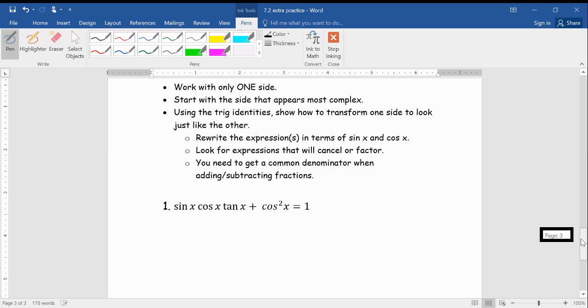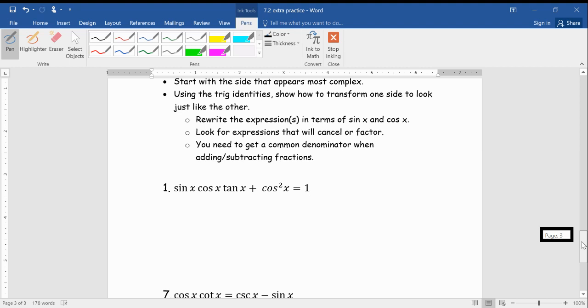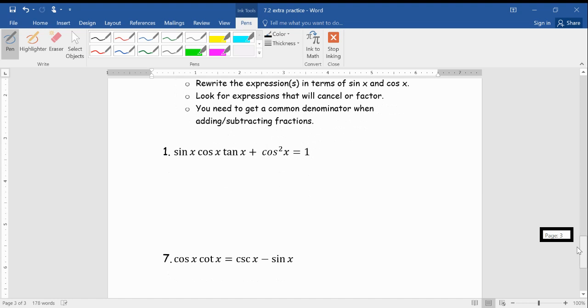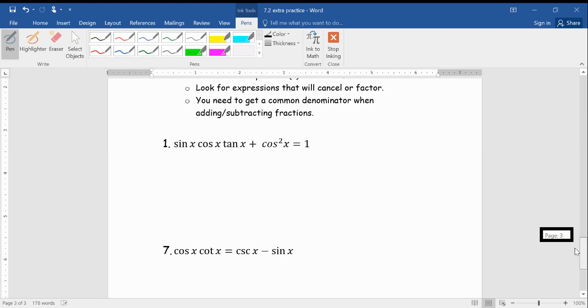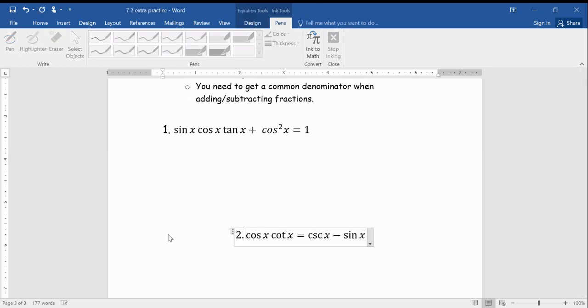Also, what you're going to do is just use your trig identities and do things that you've already been doing, like rewrite the expression in terms of sine and cosine, or look for something that could factor out or something that will cancel. And the big thing that you're probably going to encounter is the need to get a common denominator, especially when fractions are introduced into the problem. That has already happened on some of these simplifying questions. I did do a video over one of those, so if you need a refresher, go back and watch that. But without further ado, we will go ahead and start tackling this question.